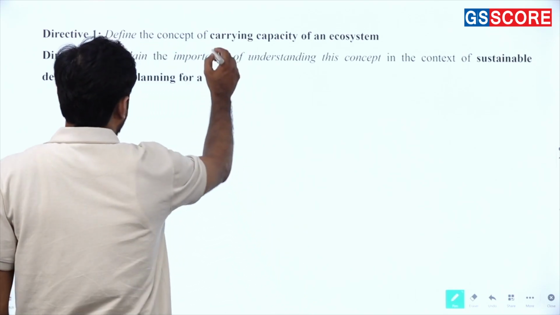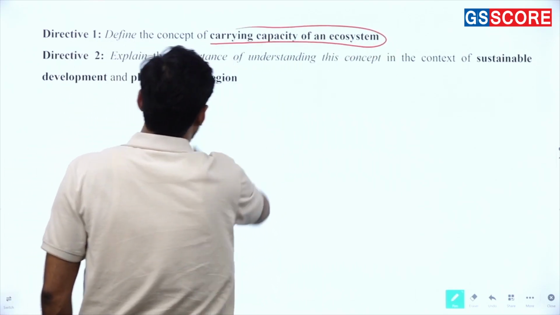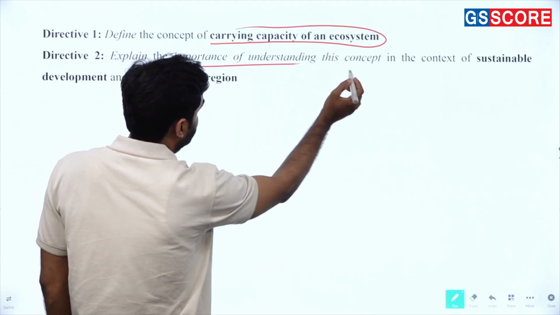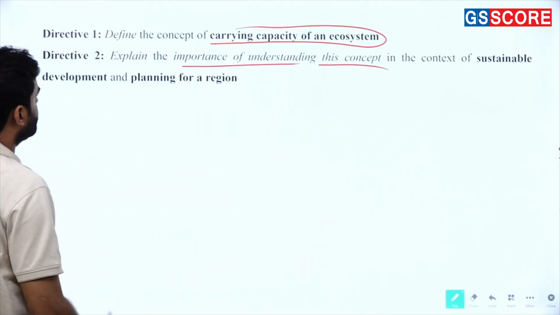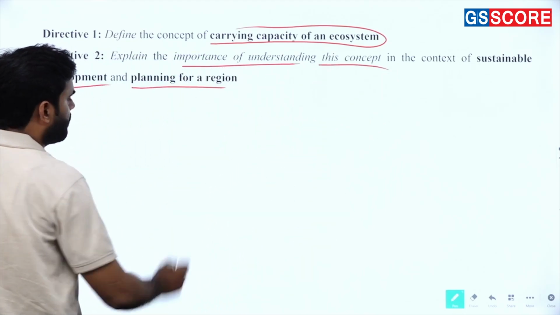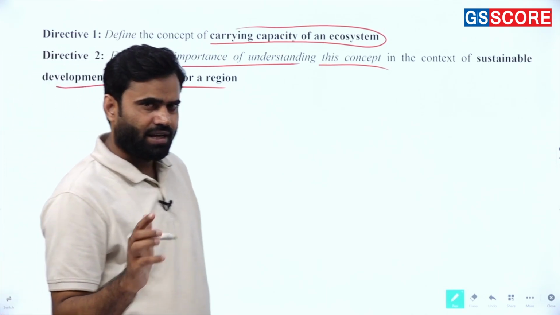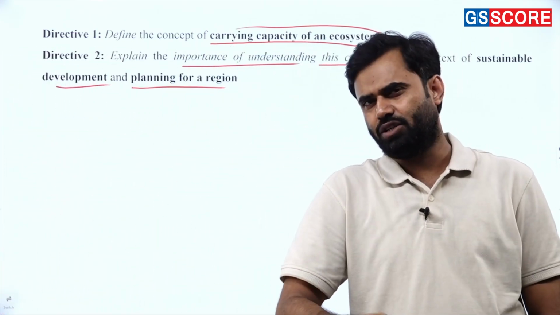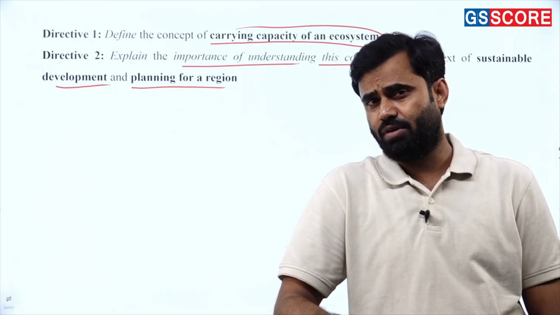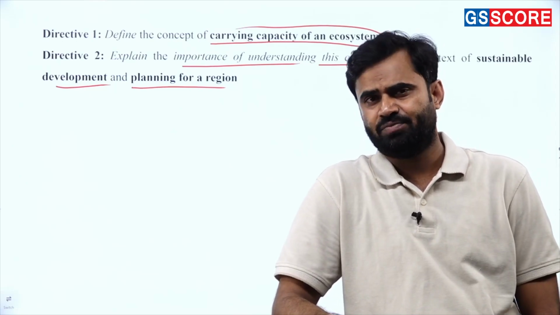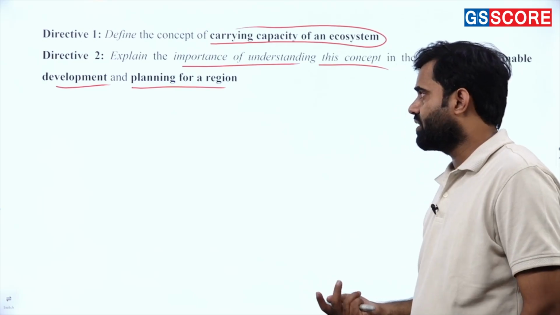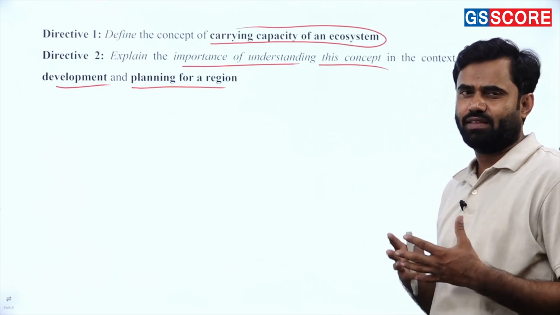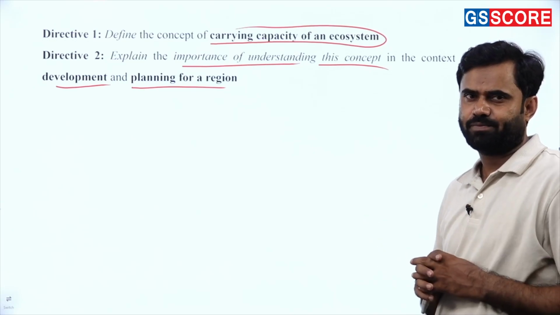So you will find there are two important parts. The first, you have to define the carrying capacity of an ecosystem. The second phase is that you have to explain the importance of understanding this concept in the context of sustainable development and planning for a region. So basically, this question has two phases: one talks about the definition, and the second talks about the explanation regarding the importance for sustainable development.